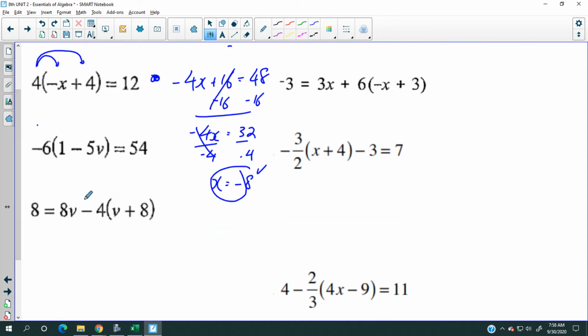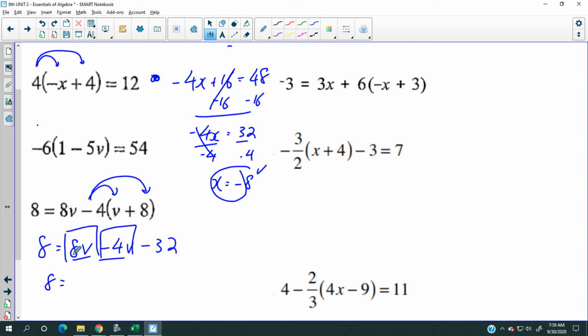So look at this one, right? Distribute the negative 4. So that's 8. Now I'm gonna rewrite the 8v. Negative 4 times v is negative 4v. Negative 4 times 8 is negative 32. Uh-oh, like terms, right? So you see how we have to combine those like terms first before we can do anything? 8v minus 4v is 4v minus 32, right?